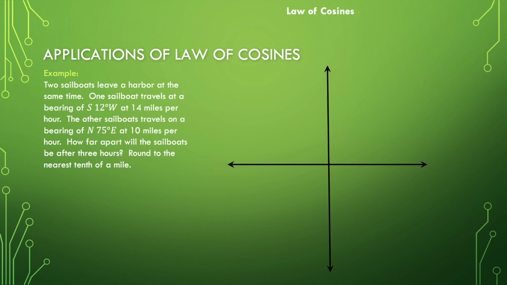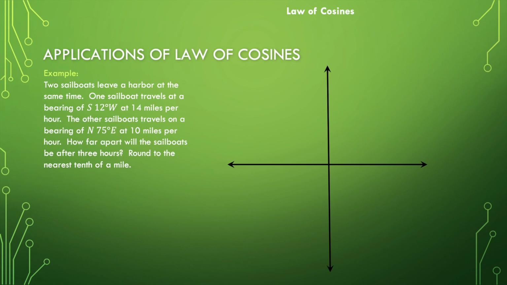So let's do that. Two sailboats leave a harbor at the same time. One sailboat travels at a bearing of south 12 degrees west at 14 miles per hour. The other sailboat travels on a bearing of north 75 degrees east at 10 miles per hour. How far apart will these sailboats be after 3 hours? Round to the nearest tenth of a mile.